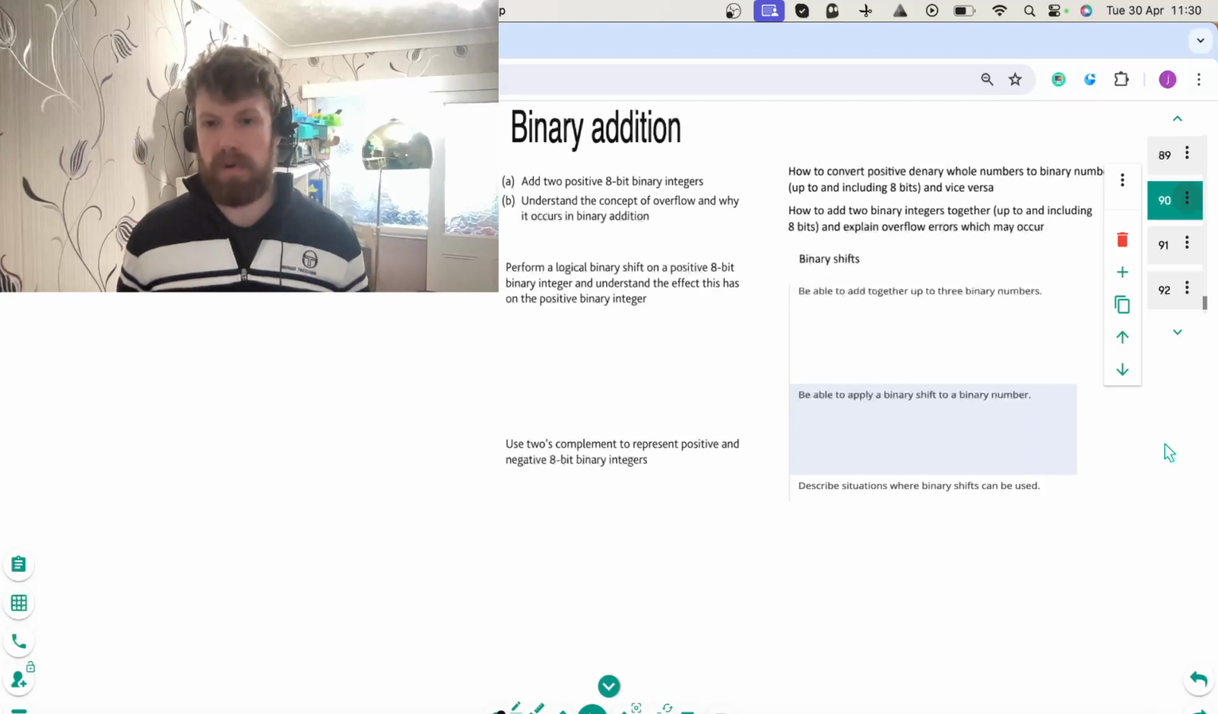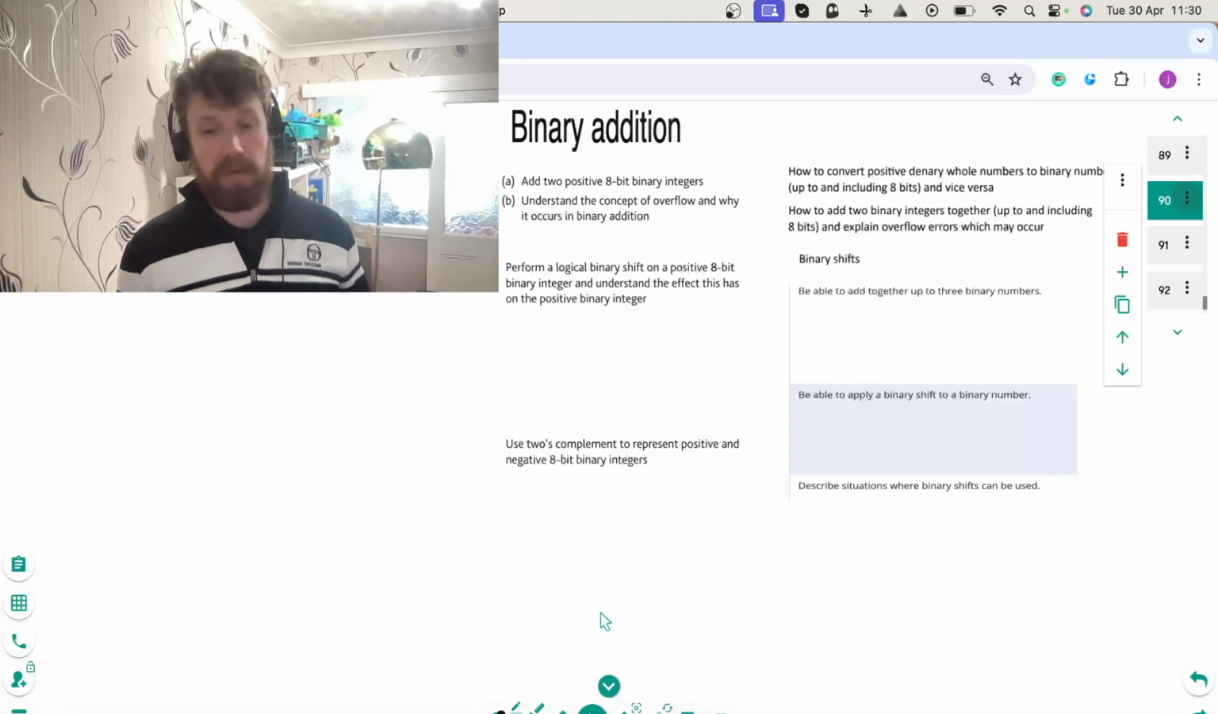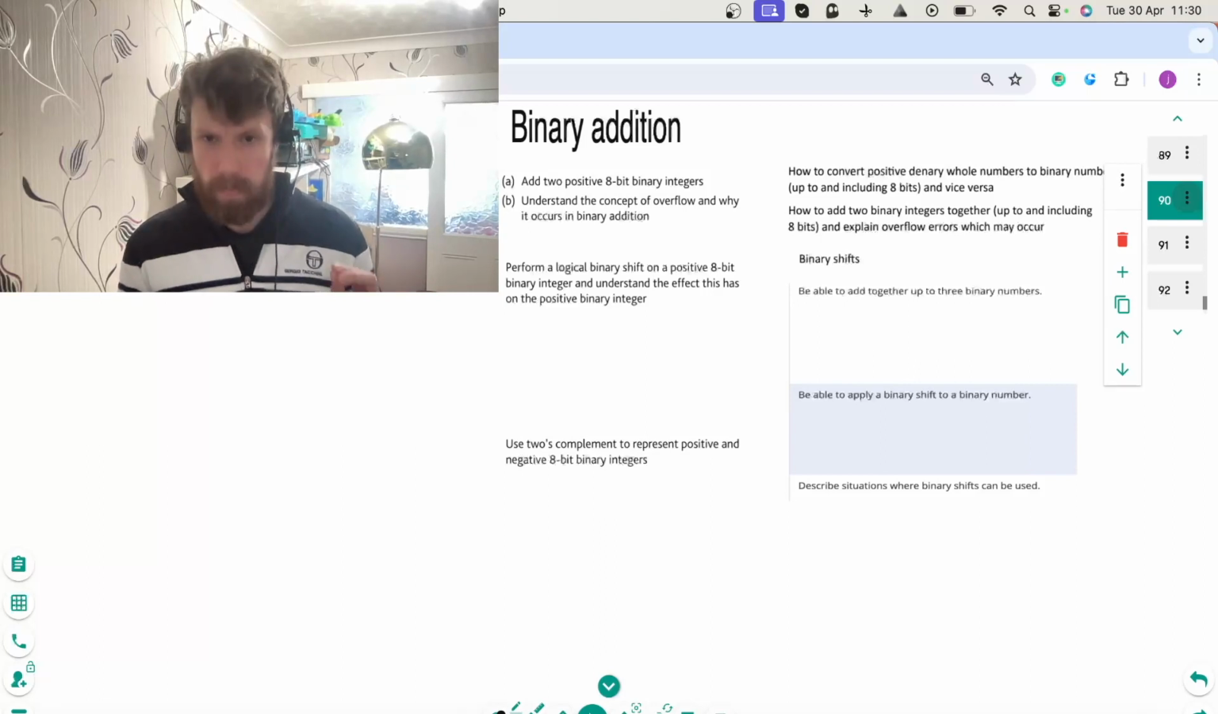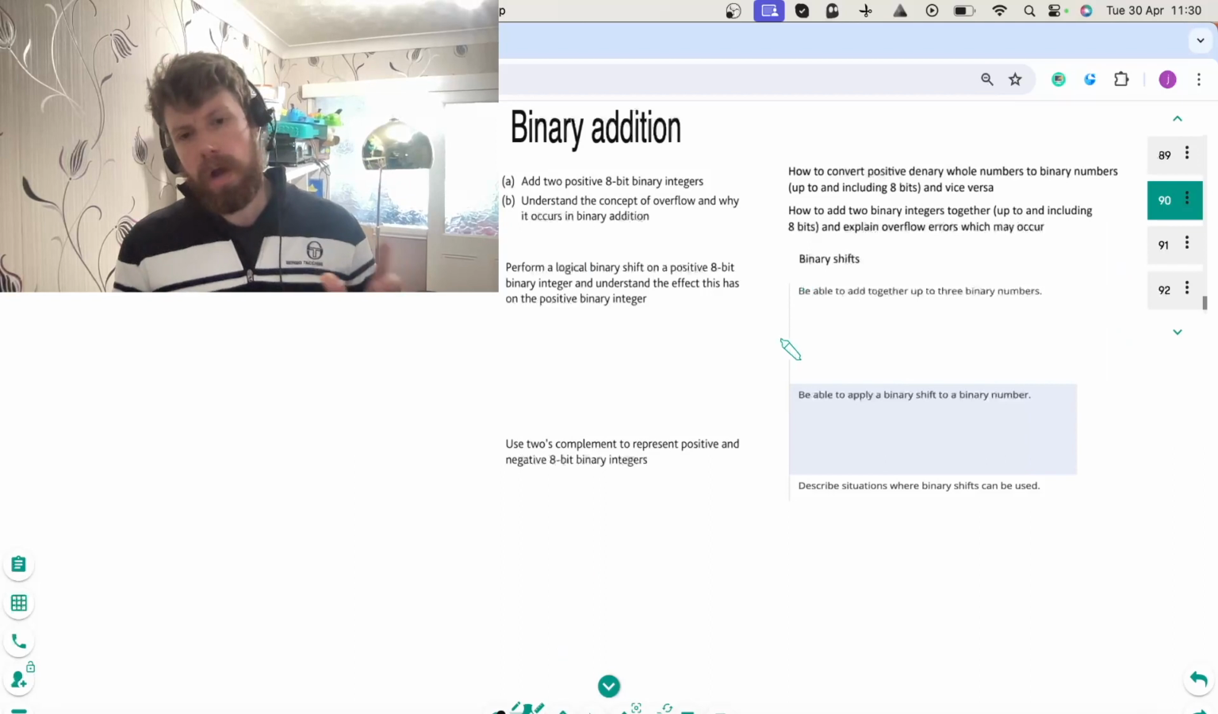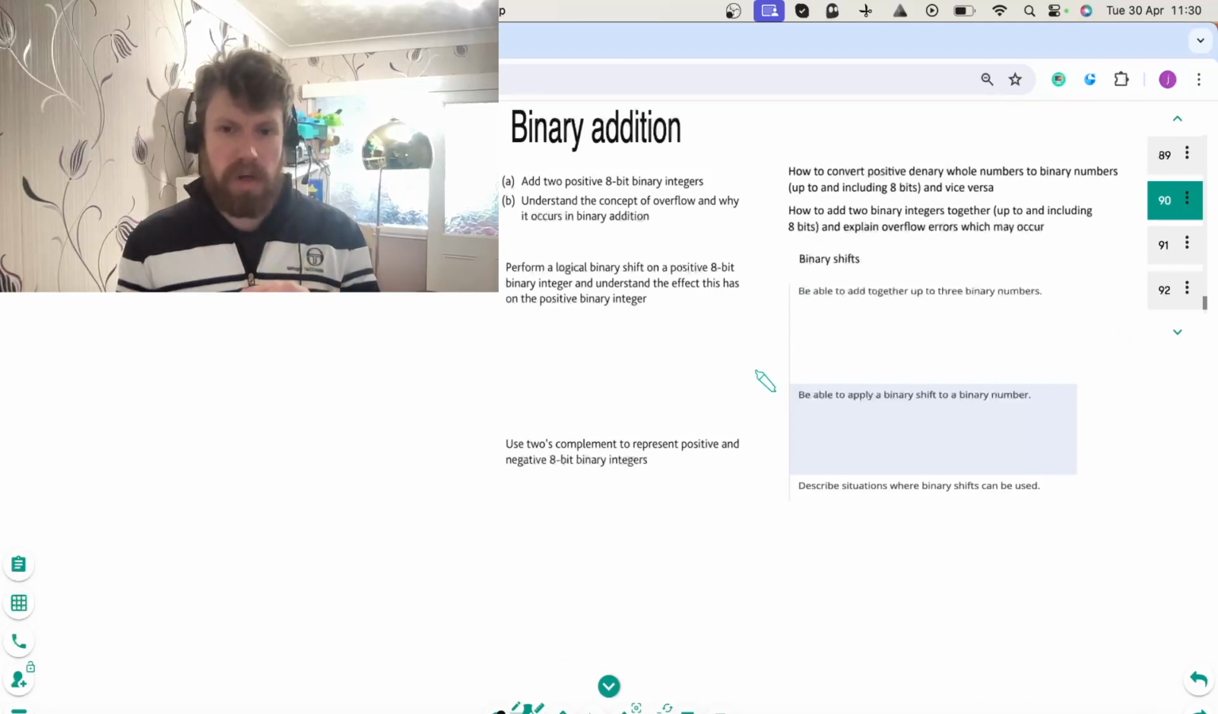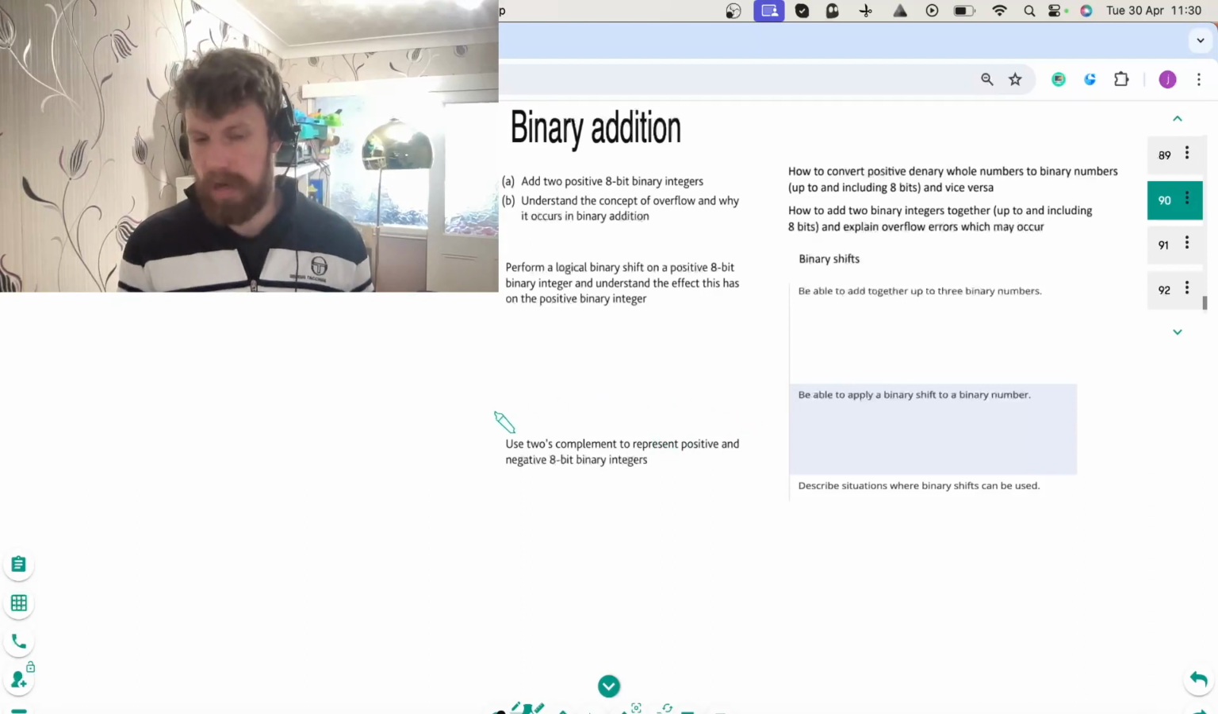These are all of the spec points, and as you can see, they're for all of the different examples, and they all have to cover going through binary addition. They also have to go through shifts. Now, I'll do an individual video for each specification, but as you can see, there's a couple of extras that I've got to add in.